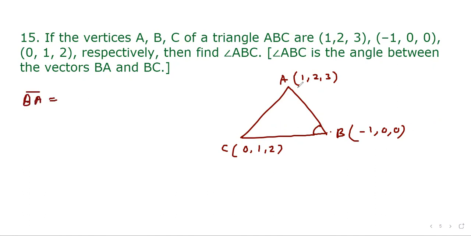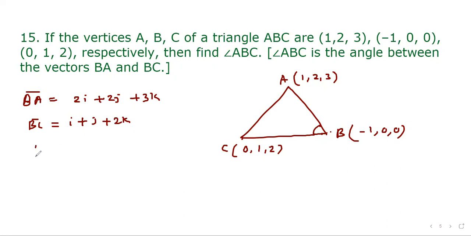BA will be coordinates of A minus coordinates of B. So that will give 2i plus 2j plus 3k. And BC means coordinates of C minus coordinates of B. So BC will be equal to i plus j plus 2k.